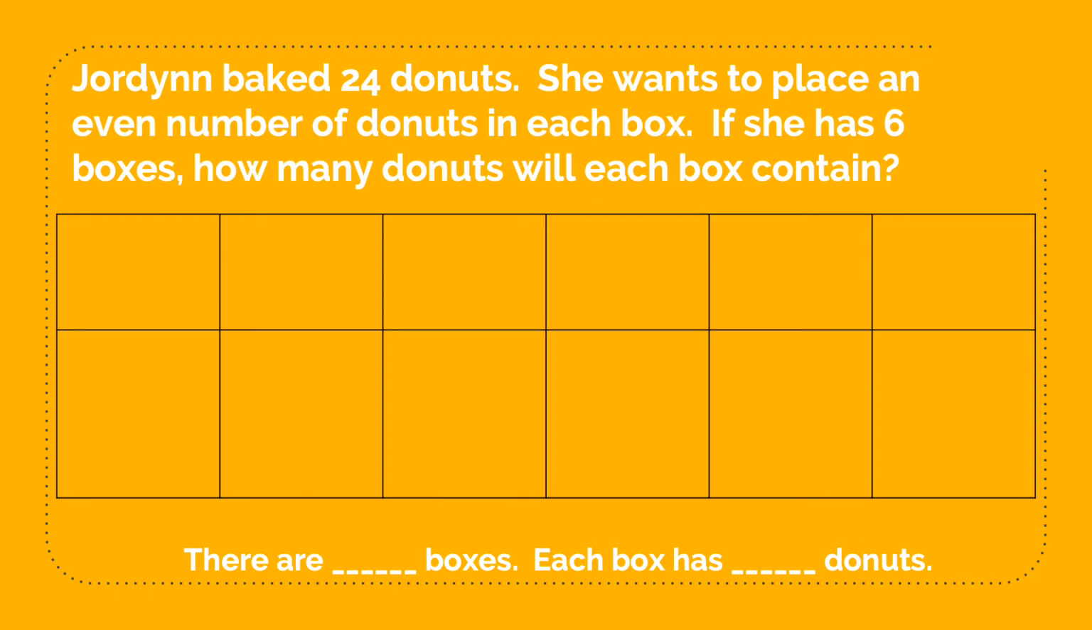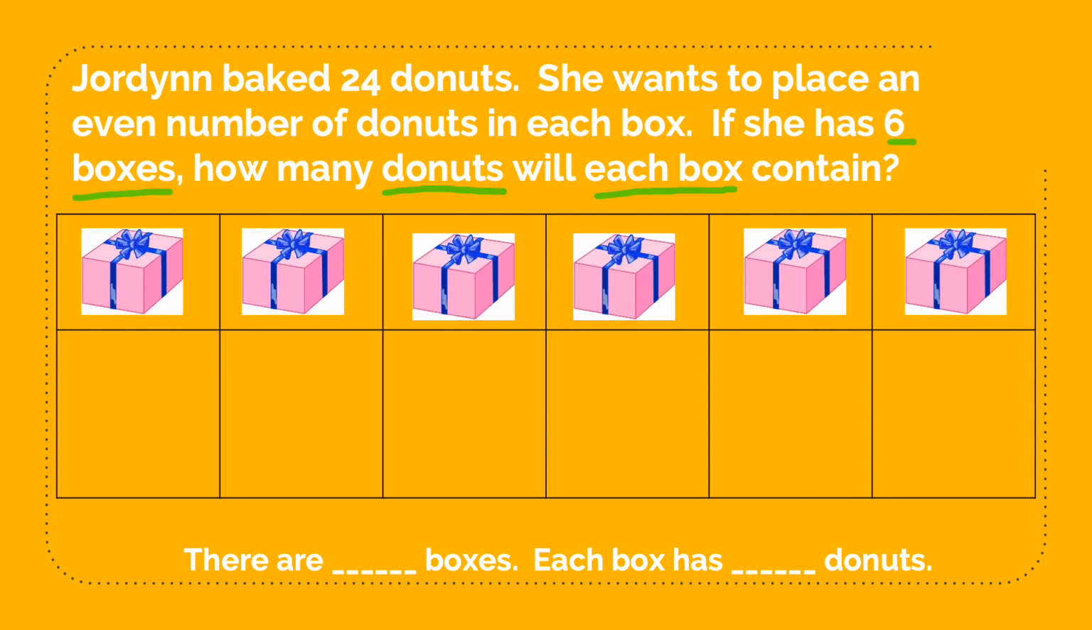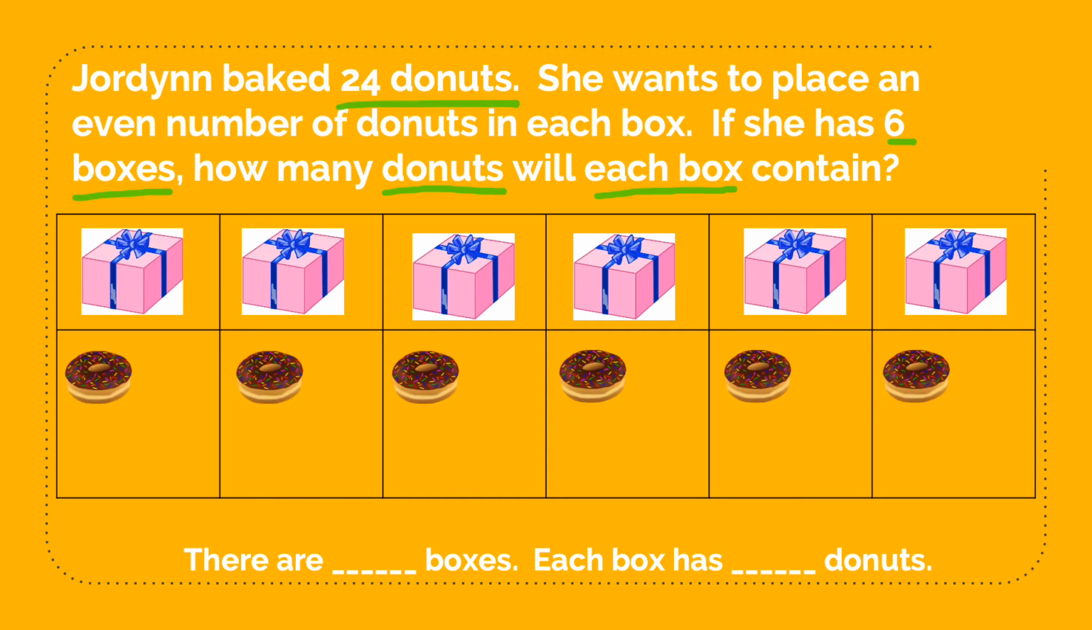For this problem, we want to find the amount of donuts Jordan will place inside each box. I know there are 6 boxes and there are 24 donuts in all. Since I need to separate the donuts, I need to divide to find the answer. To do this, I will start by placing one donut in each box until all the donuts are placed inside. Let's get started. So here I placed one donut inside each box. I have placed 6 of the donuts.